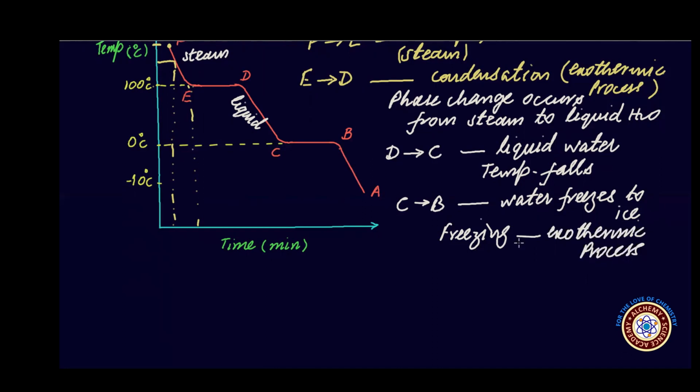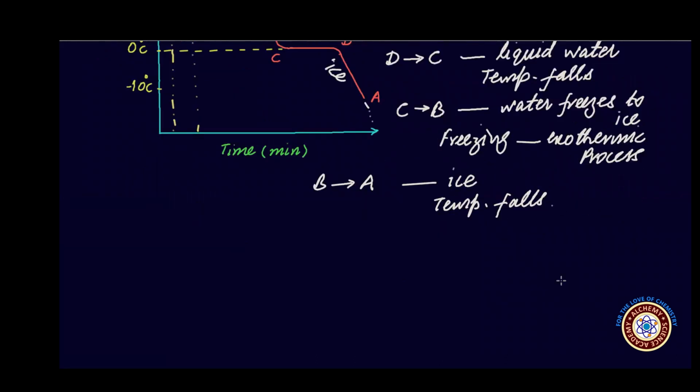Once the water has completely turned into ice, further temperature fall is seen, that is from B to A. This section indicates ice, and also indicates that with the advent of time, a temperature fall has been seen. So this was all about the heating and cooling curves for the states of matter.